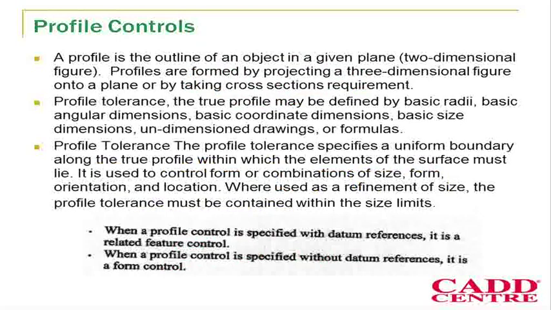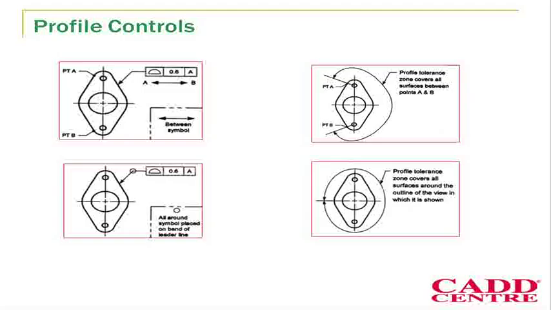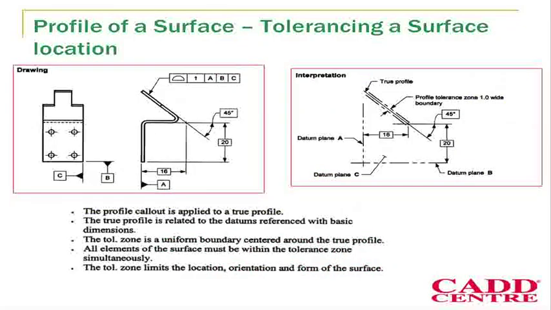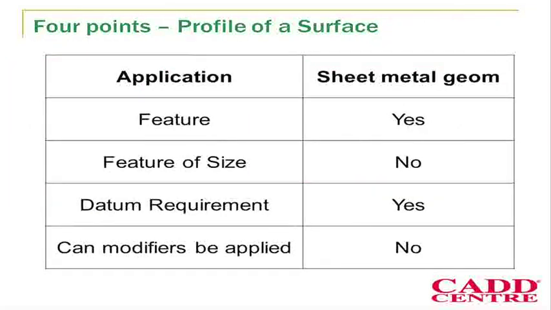So profile is the outline of an object in a given plane. Profiles are formed by projecting the three-dimensional figure onto a plane or by taking the cross-sectional requirement. Profile controls are generally applied for sheet metal geometries. It is classified into two: profile of a surface or profile of a line. The profile of a surface is represented by the symbol as shown in the picture. As I mentioned, the profile of a surface can be used to represent the shape of a sheet metal geometry. So this condition can be applied only for a feature, not for a feature of size. It can include a datum or not, it's a choice. Since it is implied only on RFS condition, modifiers cannot be applied for profile of a surface.